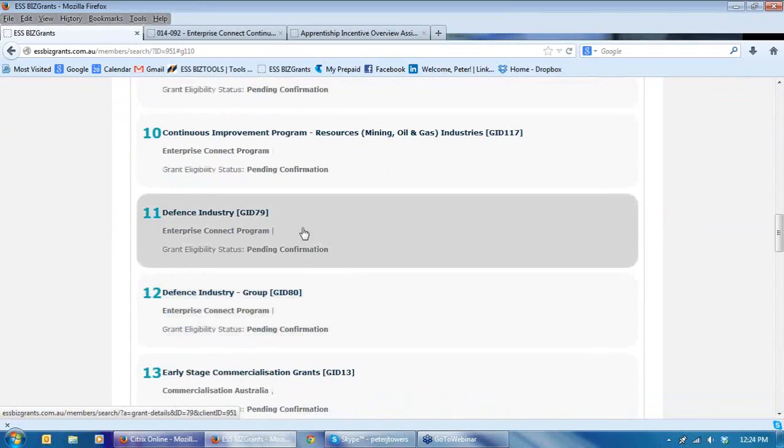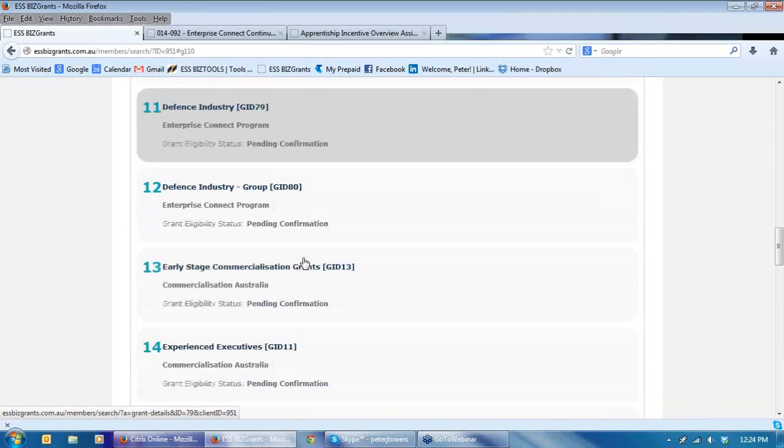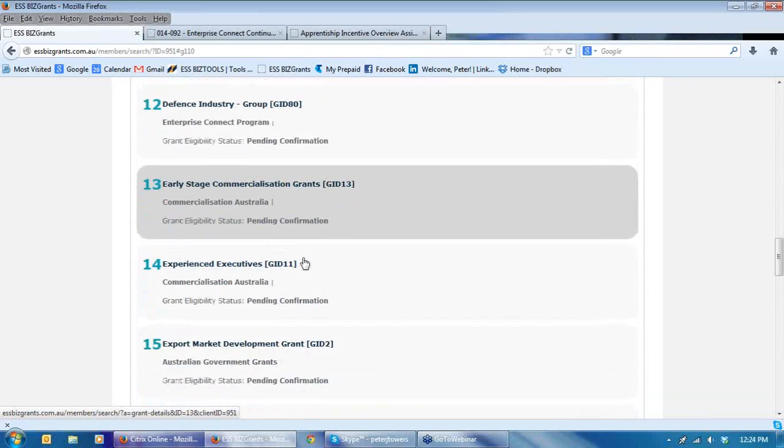Now you'll see that there's defence industry coming up. This business we nominated has been in the construction industry, but it could have been doing work in some of these other industries. So there were a number of industry classifications that this Wanderers Building Company could have applied to Enterprise Connect for some financial support on.